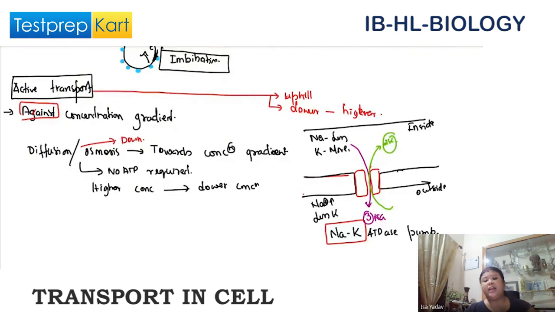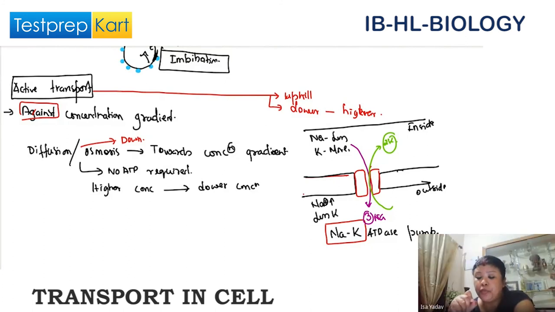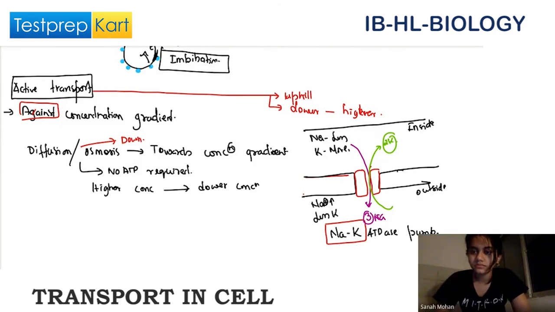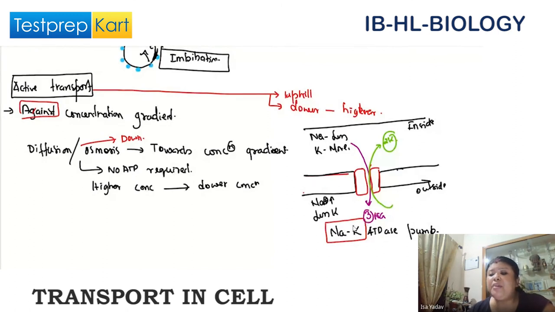So Sana, tell me, is the sodium and potassium against the concentration gradient or towards the concentration gradient? Against. See the arrows. Against the concentration gradient. So will this require energy or not? Yes. So what happens is that here ATP will be used. So see here, ATP, energy is required.